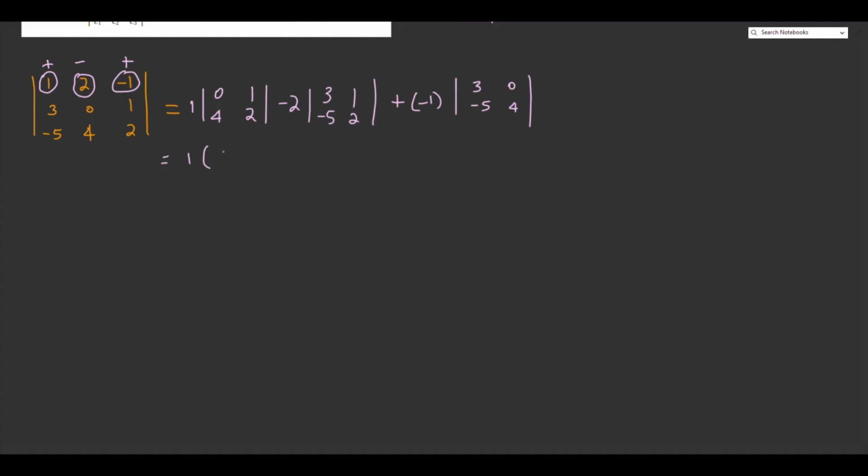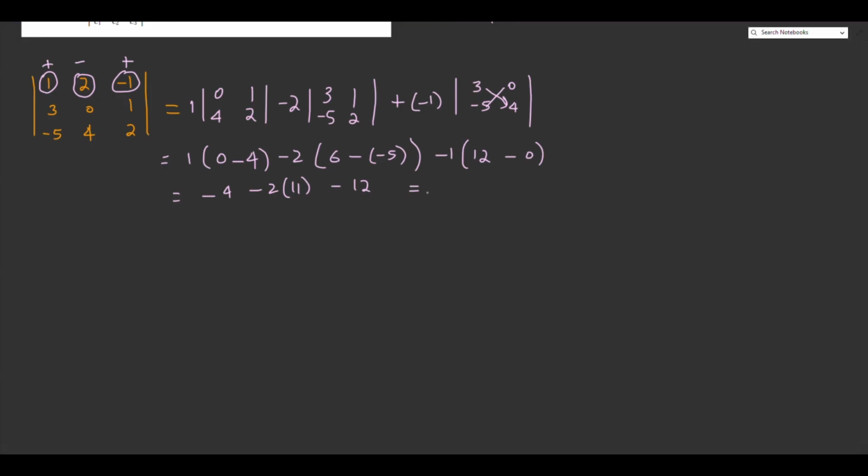This 0 multiplied with 2 becomes 0, minus 4, minus 2, and then 6. This minus is from the formula, and 1 multiplied with minus 5 will give you minus 5. Minus 1, this 3 multiplied with 4 will give you 12, minus, and then 0 multiplied with minus 5 will give you 0. From the first bracket we get minus 4, minus 2. This minus minus becomes plus here. 6 plus 5 becomes 11, minus 12.